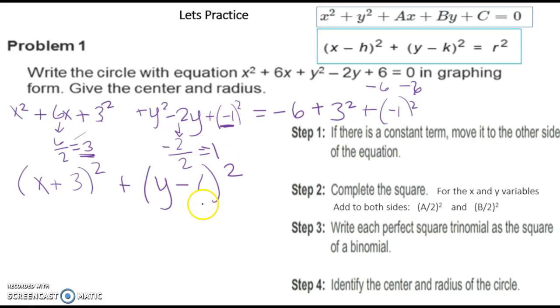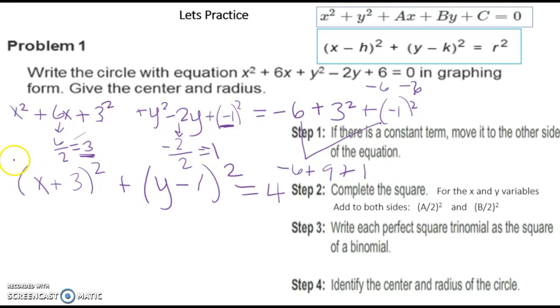negative 1 squared. Now we just have to simplify this side of the equal sign, which is going to be negative 6 plus 9 plus negative 1 squared is a positive 1, so just remember that when you're doing these. So you end up with 4. If you add those all up, you will get a positive 4. And guys, you're done there.